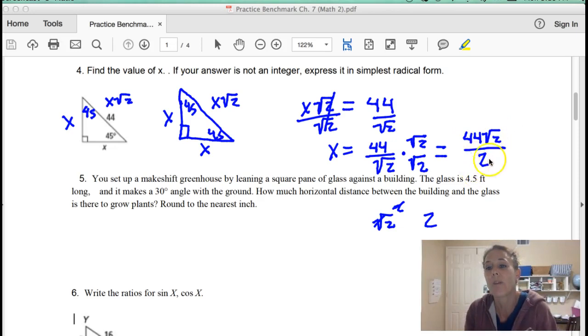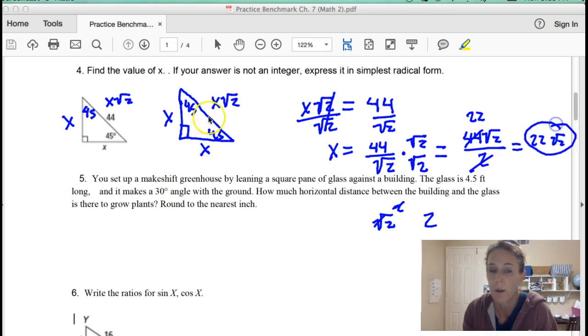All right, now I'm not quite finished because 2 does divide into 44. 2 divides into 44 and leaves me with 22. So what I have left is 22 times radical 2. And that's what x is. X is 22 radical 2.